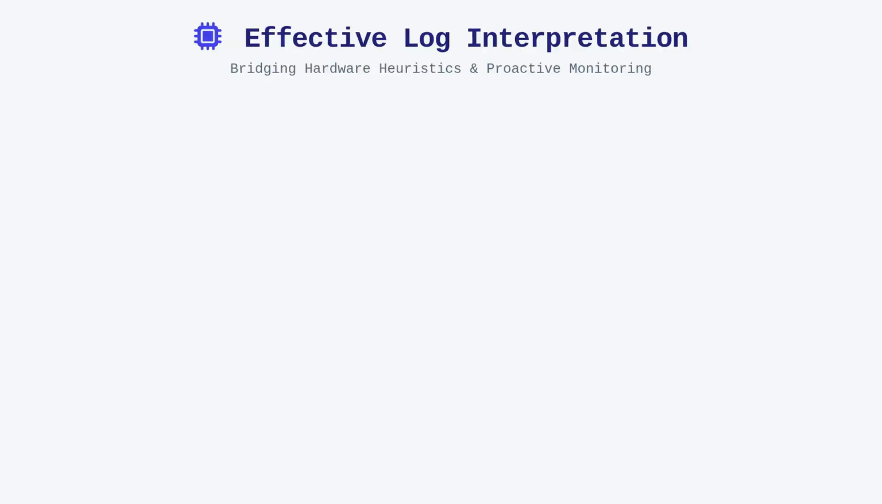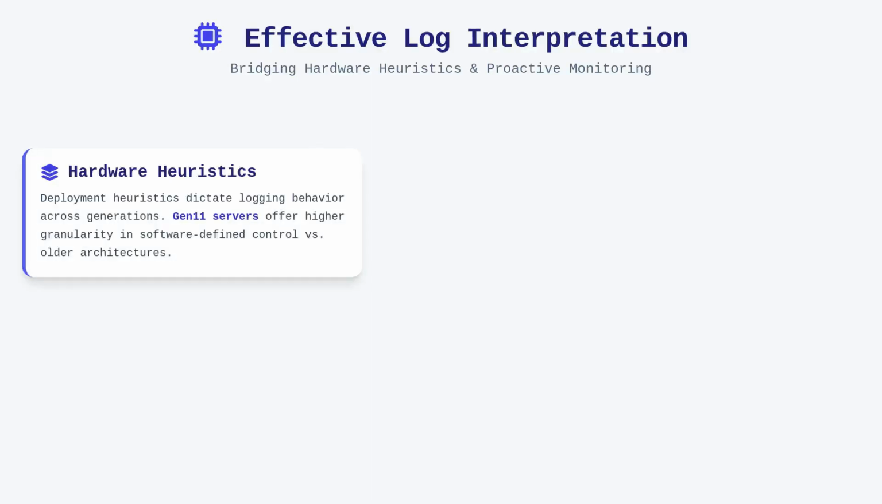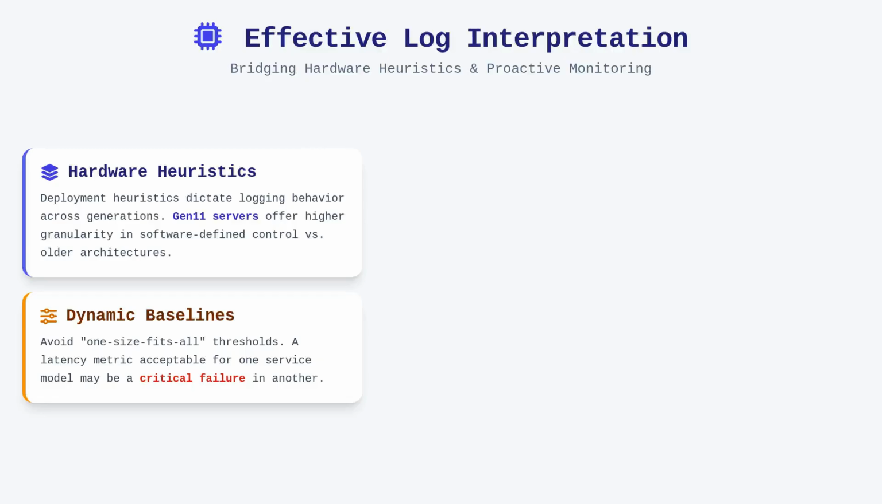Effective interpretation begins with understanding how deployment heuristics influence logging behavior across various hardware generations. For instance, the way a ProLiant Gen11 server reports power fluctuation telemetry differs significantly from older architectures because of the increased granularity in the software-defined control mechanisms. You have to account for these architectural constraints when setting your baselines, as a standard threshold for latency might be perfectly acceptable in one service model, but represent a critical failure in another.